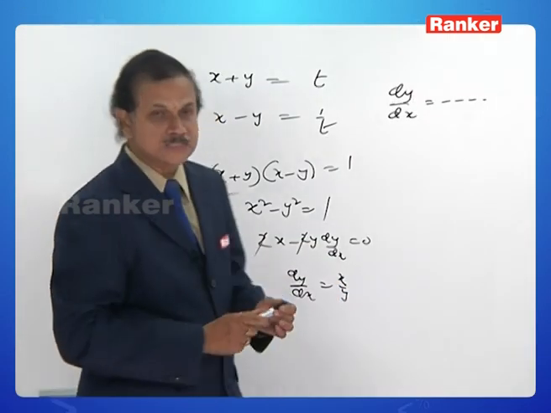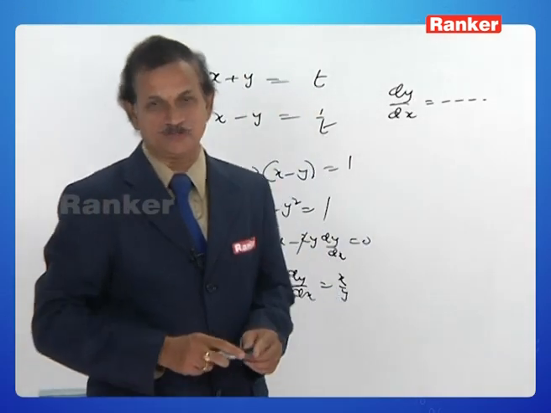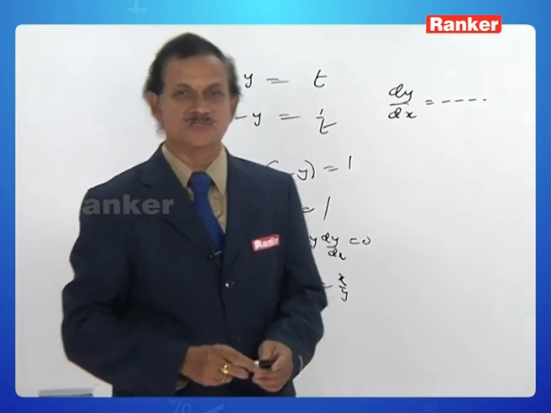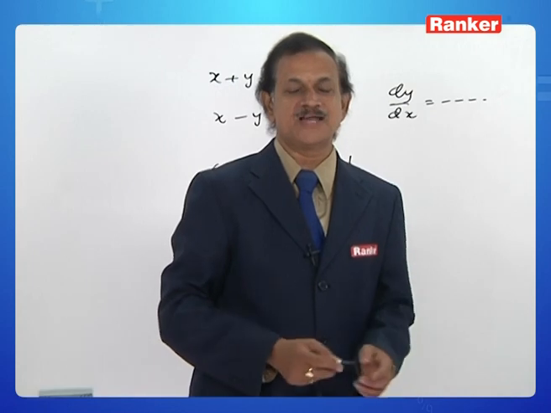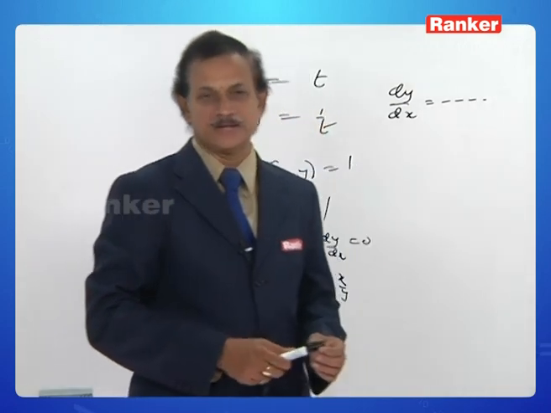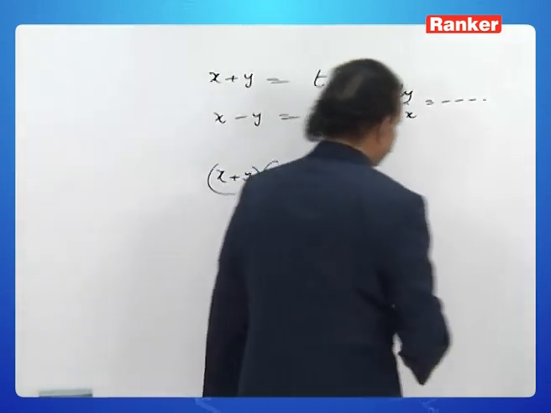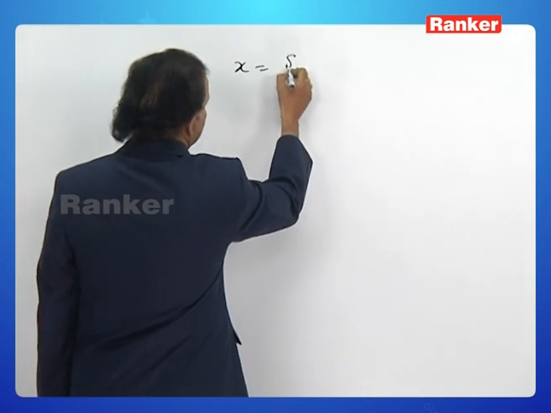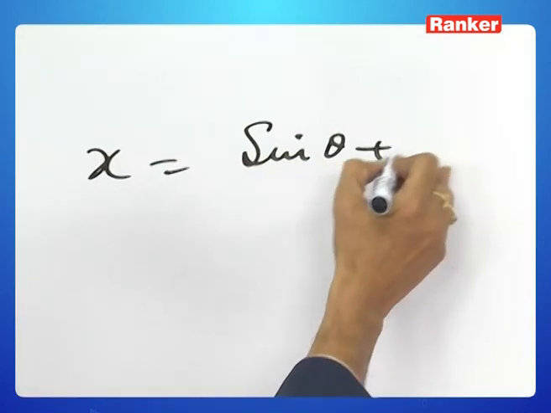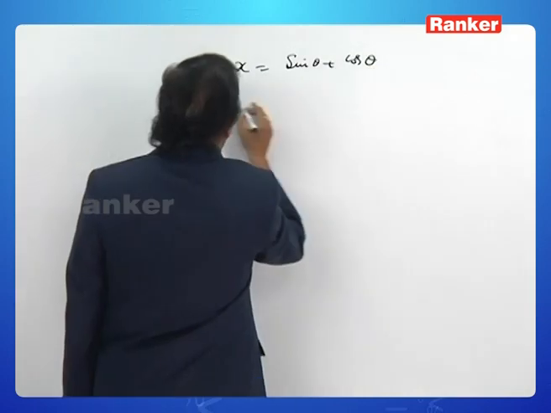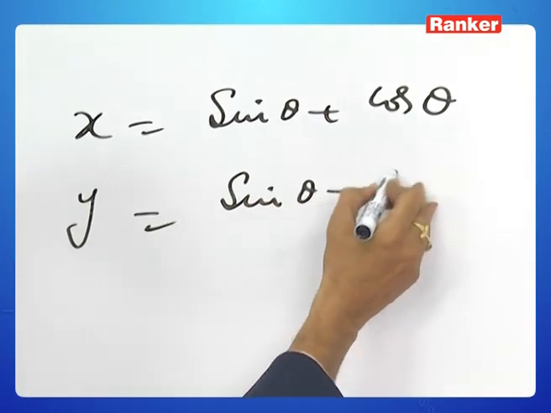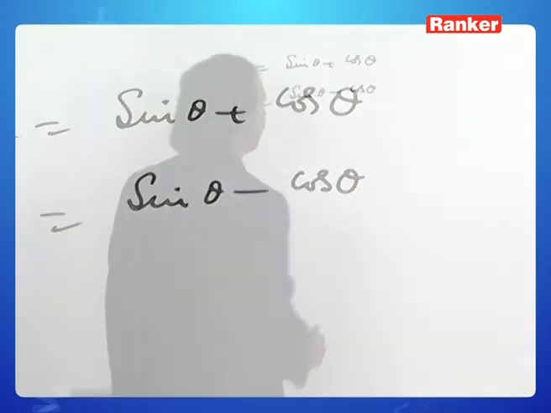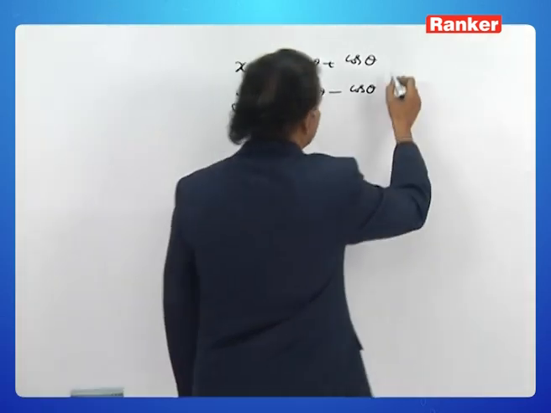So according to the scene and situation, according to the data and necessity, you are supposed to make your move. Yes, you have to get your strategy. You have to put your strategy in the next one. x is equal to sine theta plus cos theta and y is equal to sine theta minus cos theta. Then dy by dx is equal to?